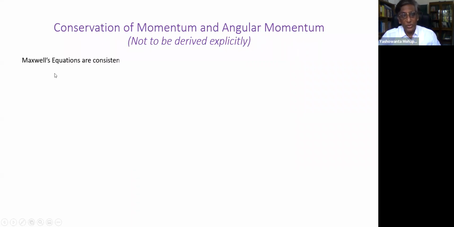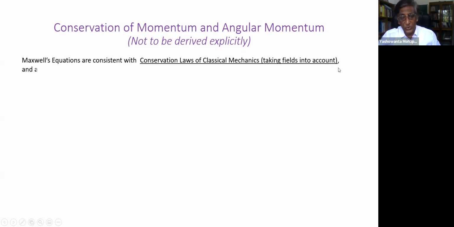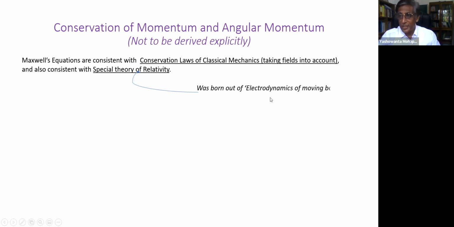We know Maxwell's equations are consistent with conservation laws of classical mechanics, taking, of course, fields into account, and also consistent with the special theory of relativity. In fact, special theory of relativity was born out of a question in electromagnetic theory in 1905 by Einstein. That was electrodynamics of moving bodies and the apparent asymmetry of Faraday's law. I'll probably have time to talk about it towards the end of the course, a little bit of special theory of relativity in relation to electrodynamics.